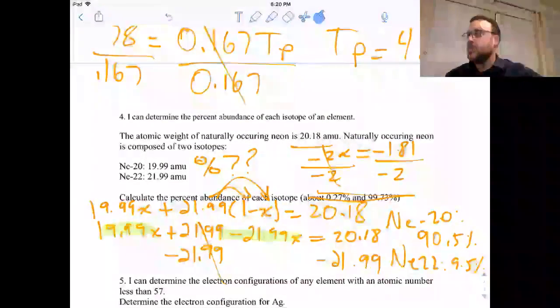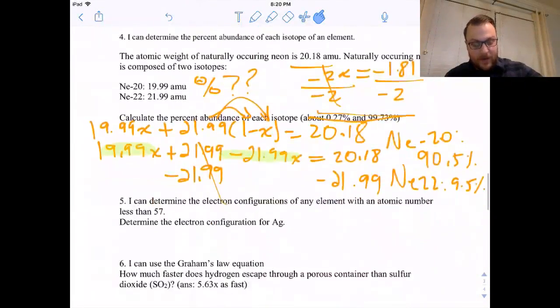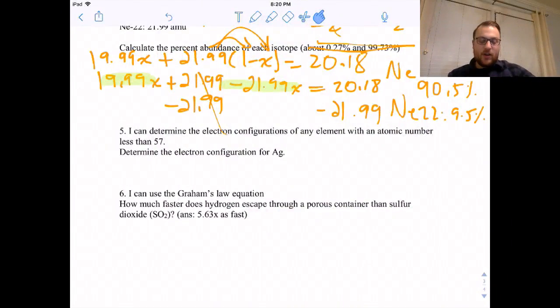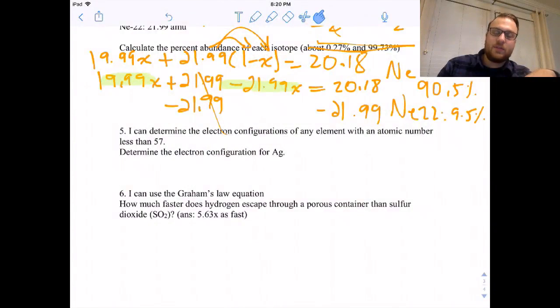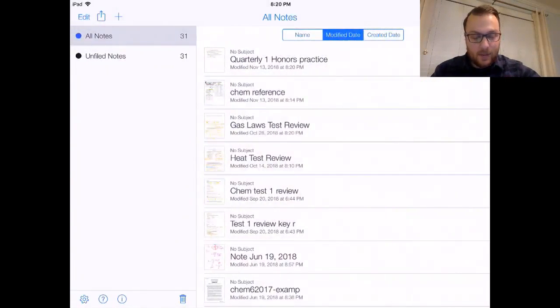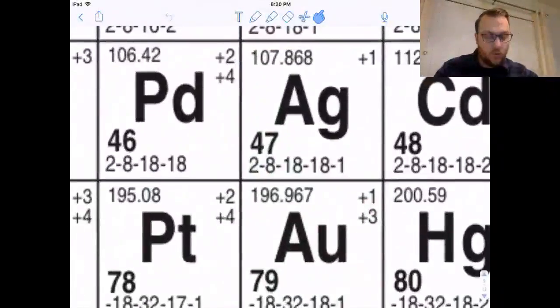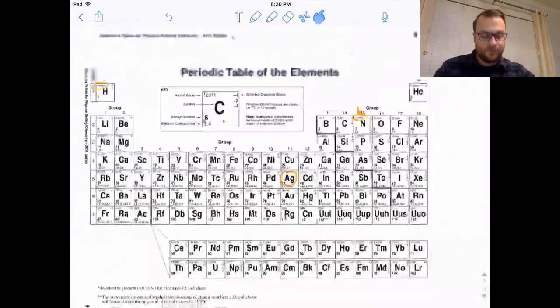All right. 5. I can determine the electron configurations of any element with an atomic number less than 57. So, no excited state, no ion with this stuff. Just, here's an element, tell me its electron configuration. So, when you go to the periodic table, we're going to find Ag, which is atomic number 47. And we're going to do this step by step, starting at hydrogen, aka energy level 1.